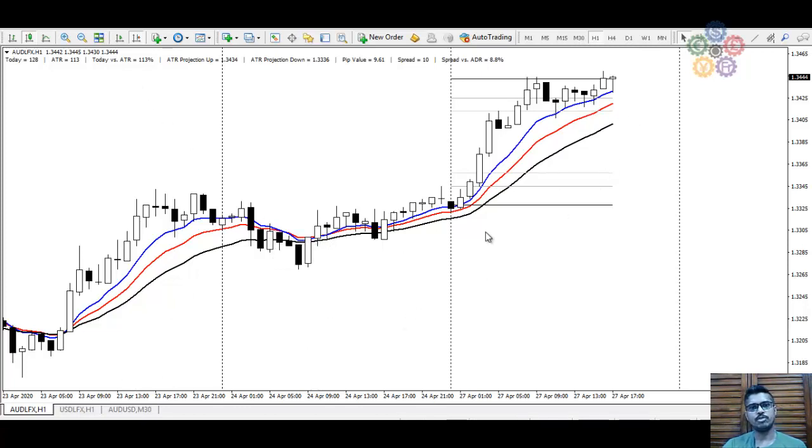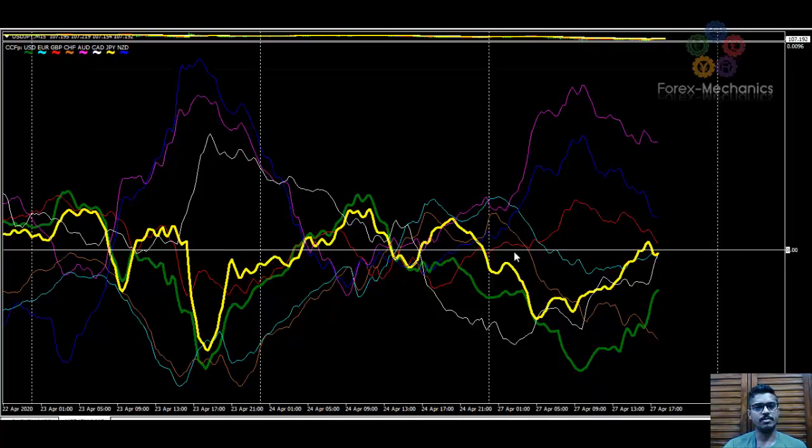Now, apart from that, I'm not sure if a lot of you have heard about currency meters. So there is something called currency meters as well. This is just one which is freely available. There are a lot of currency meters which are freely available. You can use them and apply them to your existing strategies. It basically tells you which currency is strong and which one is weak.